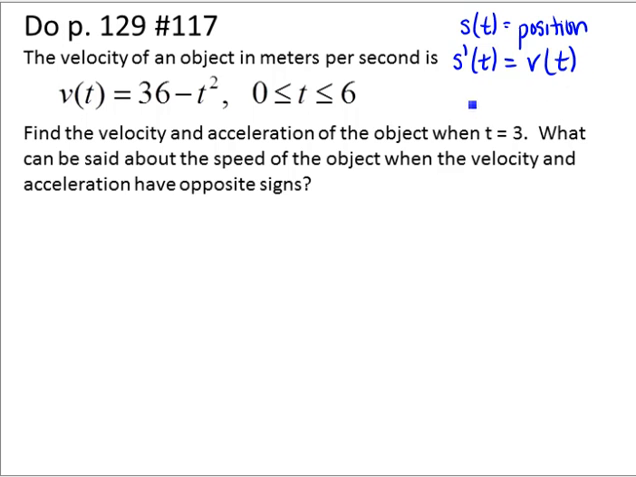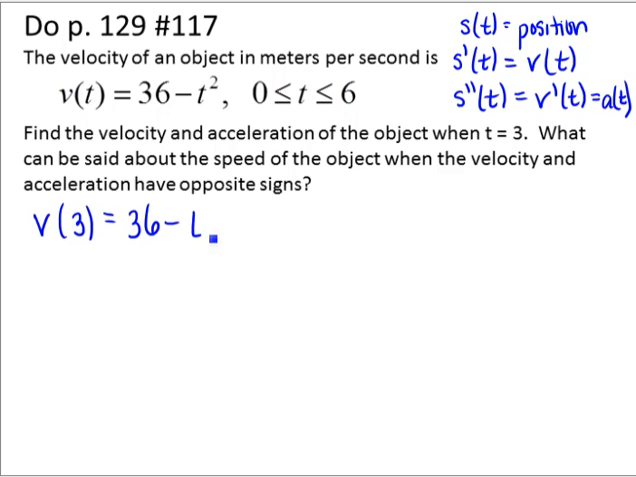Now, in this lesson, we're going to learn that if I take the second derivative of the position function, which would be the first derivative of the velocity, that equals my acceleration function. I need to know that before I can complete this problem. The first question in this problem is to find the velocity of the object when t is 3. I can do that simply by plugging 3 in for t.